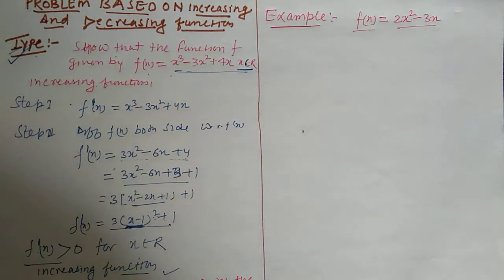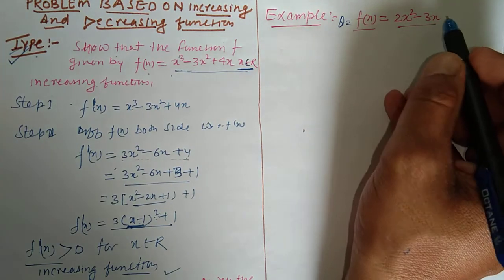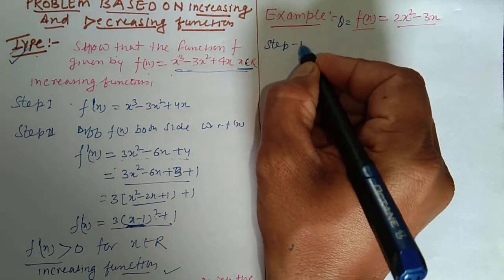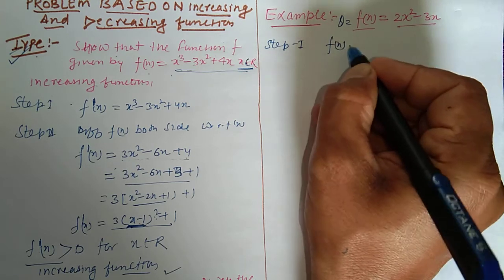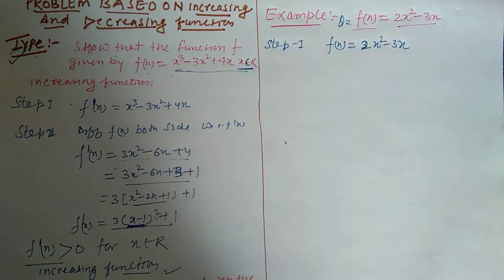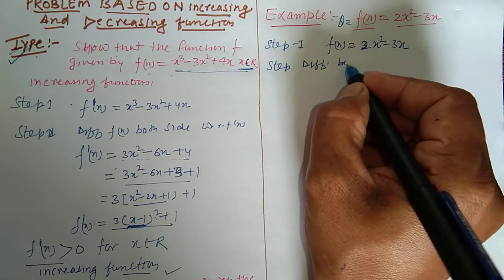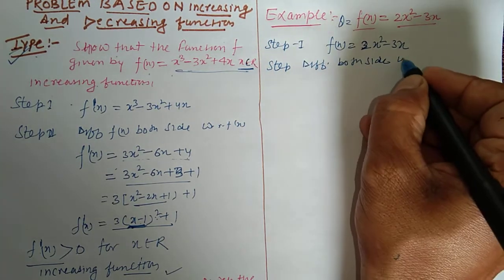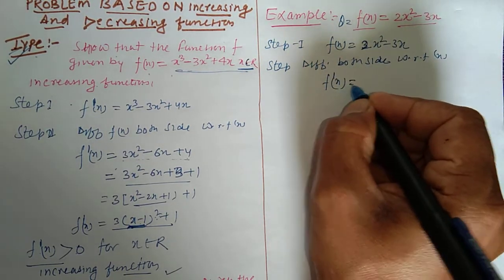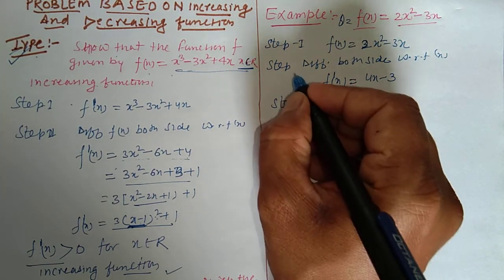Students, what is the question we have? f(x) is equal to 2x square minus 3x. So we have to find the interval for that. Step 1, write down f(x) is equal to 2x square minus 3x. In step 2, differentiate both sides with respect to x. So we get f dash x is equal to 4x minus 3.